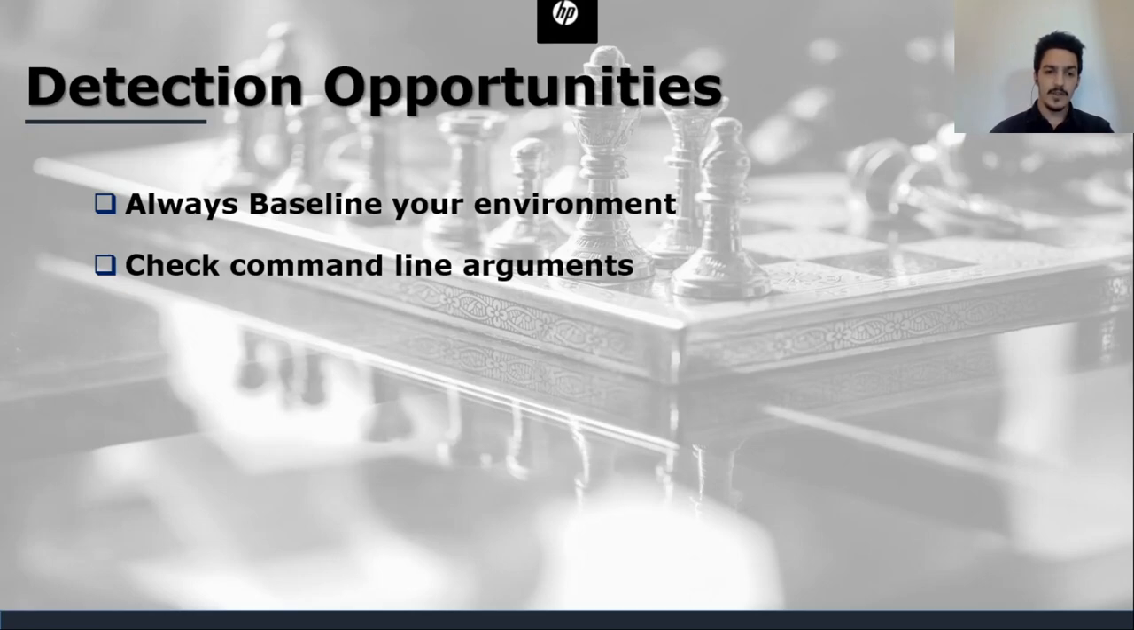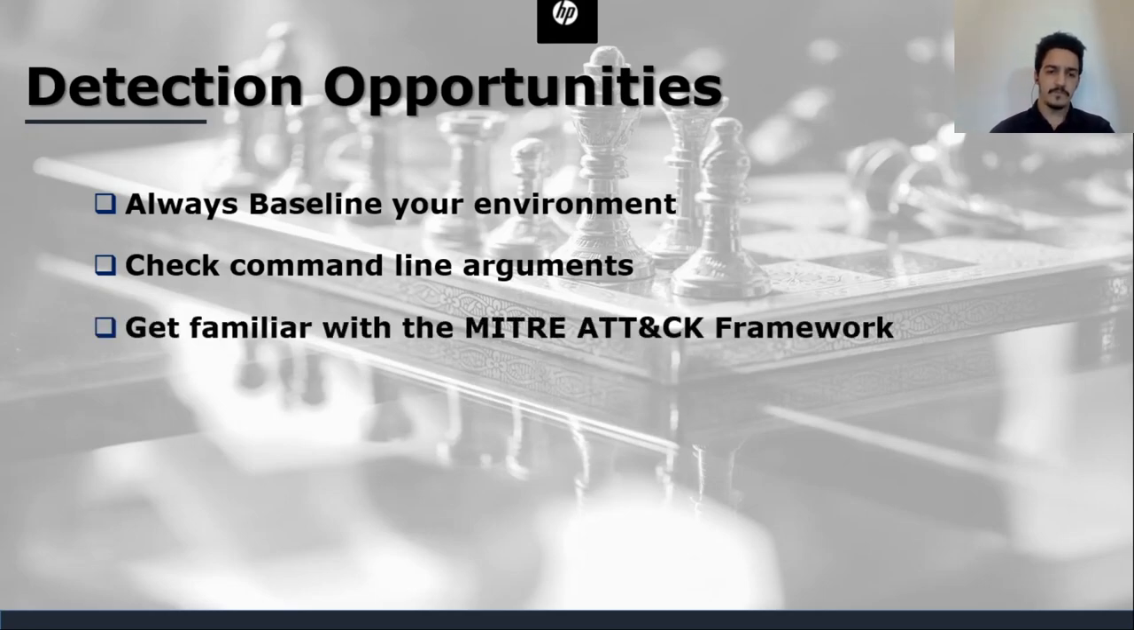The second piece of advice is to check command line arguments. Command line arguments are very revealing of the behavior of some utilities. For example, svchost running without a command line is very suspicious. But rundll running with a command line is very normal, so you need to check the command line provided to the rundll utility to understand what's going on.